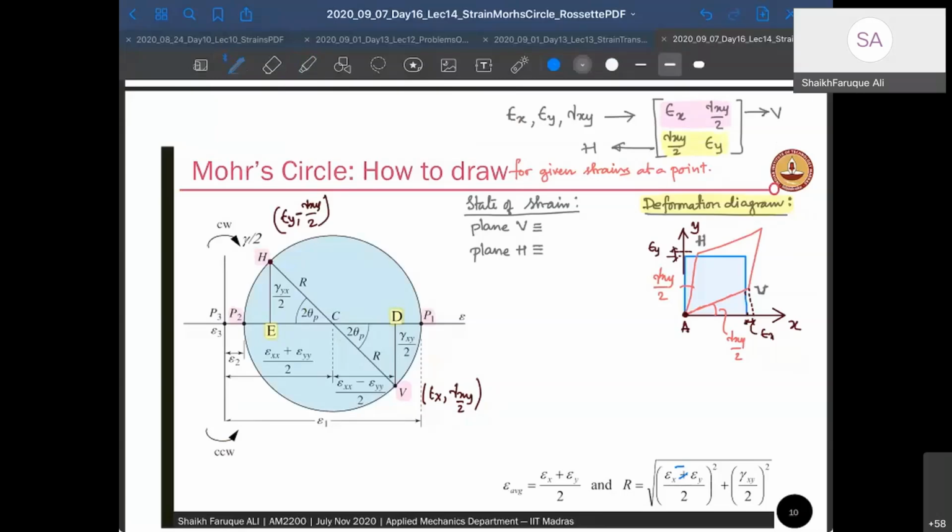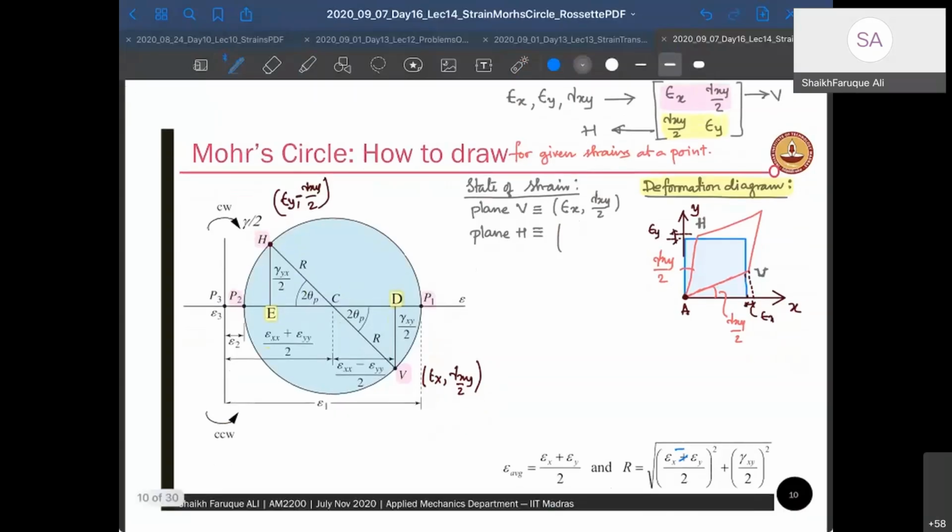Okay, so that's the coordinates, right? Coordinates are given as, at V it is epsilon x comma gamma xy by 2, right? And at H it is given as, now you see, since it is positive gamma xy, I can draw the element like this here.